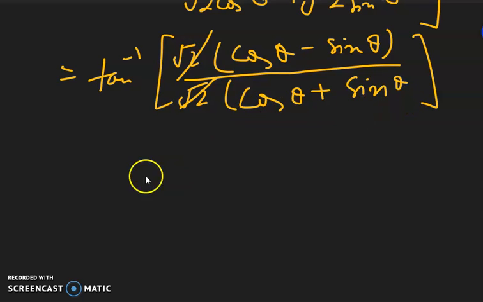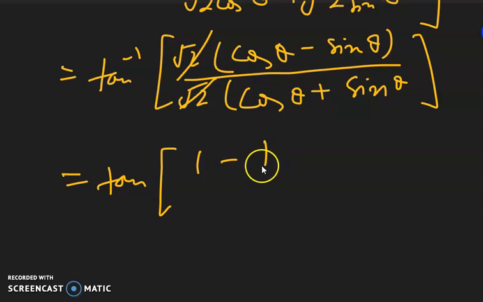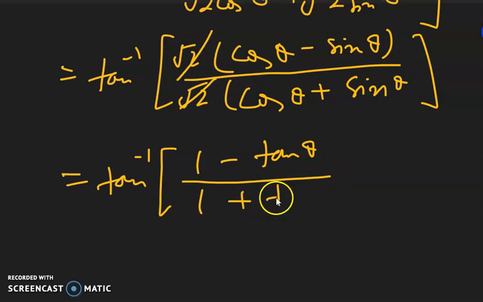plus sin theta. The inside bracket quantity can be further changed by dividing numerator and denominator by cos theta. See, this becomes cos theta by cos theta, which is 1. This becomes sin theta by cos theta, which is tan theta. So 1 minus tan theta divided by 1 plus tan theta. The purpose here is to get this as a function of tan.